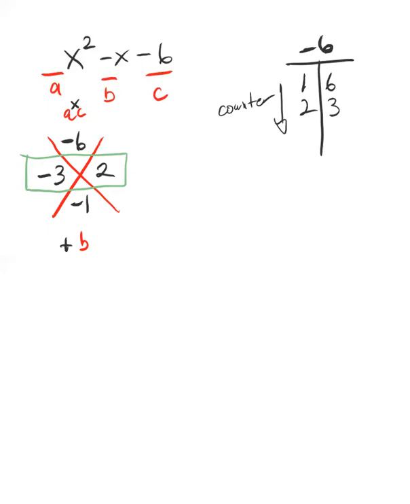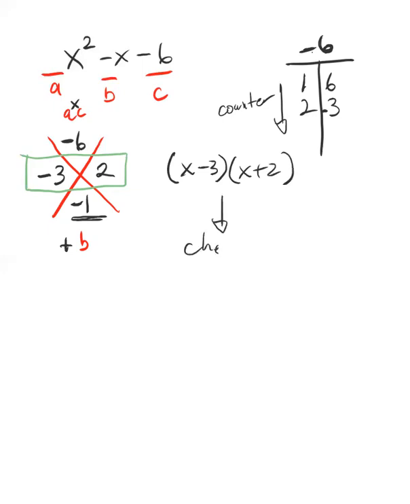Is there any combination? Well, we know that this is negative, so one of these has to be negative. But my final answer down here has to be a negative 1, so I need to make this one a negative. Once I have that, I have my solution: x minus 3 and x plus 2.